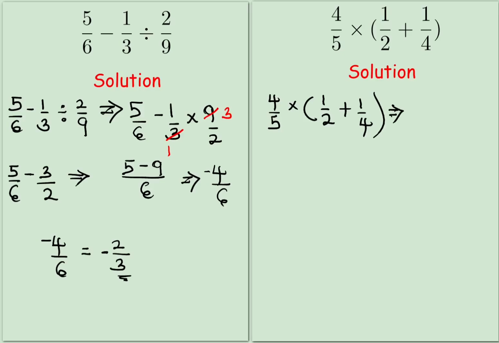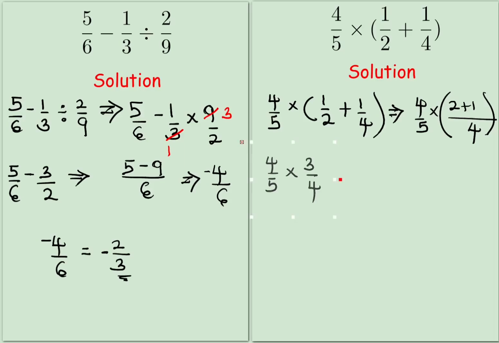We are going to keep our 4 over 5 just as it is, times, we now work what we have in the bracket. This is an addition problem. So our LCM is 4. Then we have 2 dividing 4 twice. 2 times 1 gives us a 2. 4 dividing 4 once. 1 times 1 also gives us a 1. So we have 4 over 5. And then times a 2 plus 1 gives us a 3 over 4.